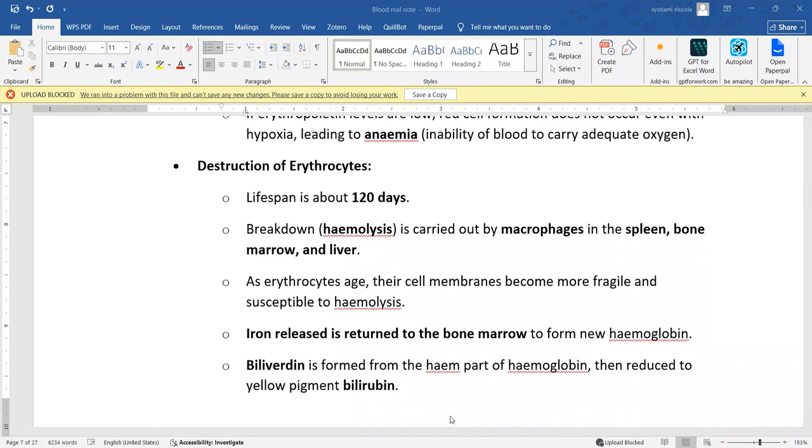Now we already established that the lifespan of red blood cells in the circulation is 120 days, after which they become broken down. The process by which a red blood cell breaks down is called hemolysis. Anytime you hear lysis, it means breakdown. So hemolysis is the process by which the red blood cell breaks down, and this hemolysis is carried out by macrophages in the spleen, bone marrow, and liver.